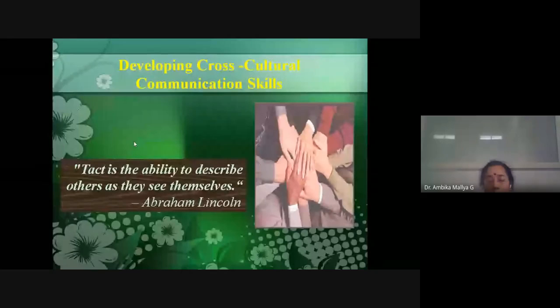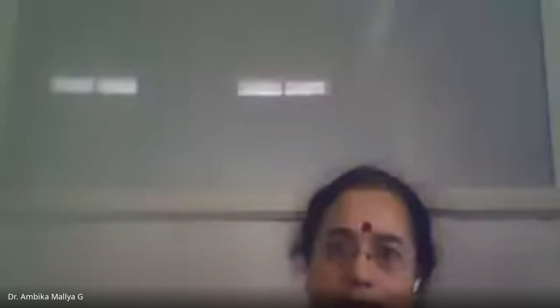If you're just sensitive and empathetic enough, what do you mean by empathetic? Empathy, what is empathy? Empathy is looking at something from somebody else's viewpoint. If you're empathetic and if you're tactful, if you're sensitive, you can become a very good communicator, whether within the culture or across cultures. Okay, the same thing here in different terminologies.